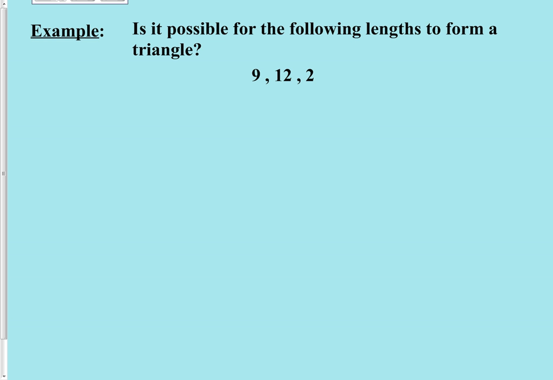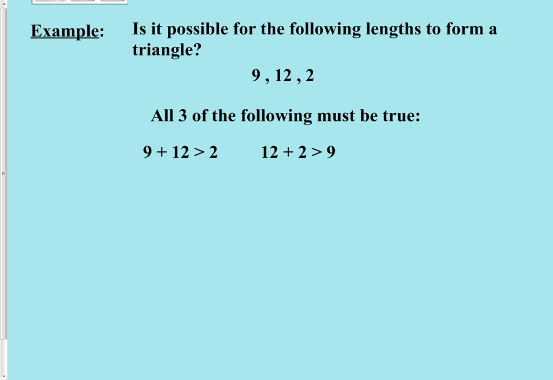Let's look at another one. Is it possible for the following lengths to form a triangle? We have 9, we have 12, we have 2. Okay, so by the triangle inequality theorem, all of the following three statements must be true. Any two side lengths must add together to be larger than the length of the third side. So the inequalities would be 9 plus 12 would want to add together to be larger than 2. 12 plus 2 would want to add together to be larger than 9. 2 plus 9 would want to add together to be larger than 12.